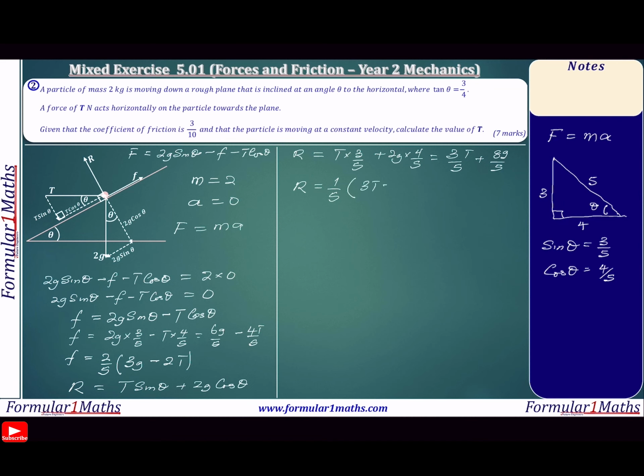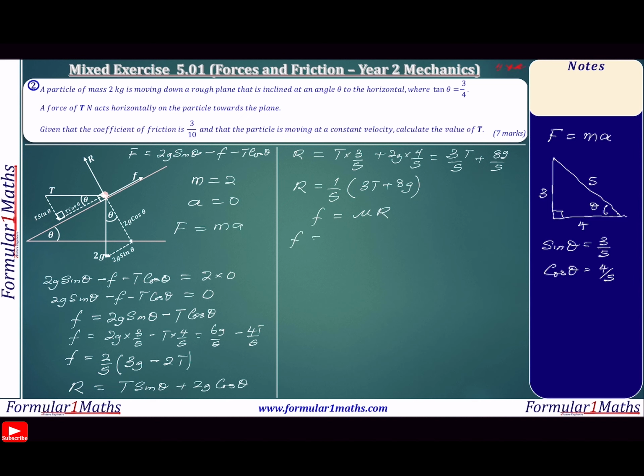3T plus 8g. But we also know that the relationship between the friction and the normal reaction is given by F is equal to mu R. It is given that mu is 3 over 10. And now we know that R is given by 1 over 5 brackets 3T plus 8g. So we can do our appropriate substitution as follows.